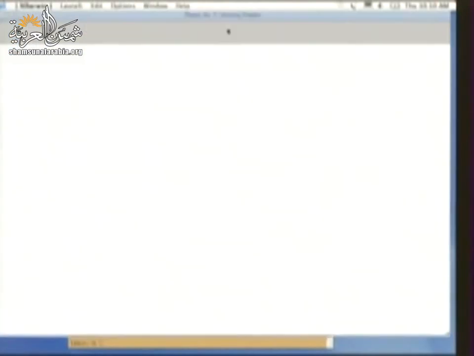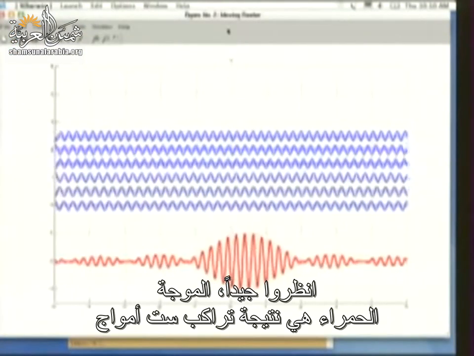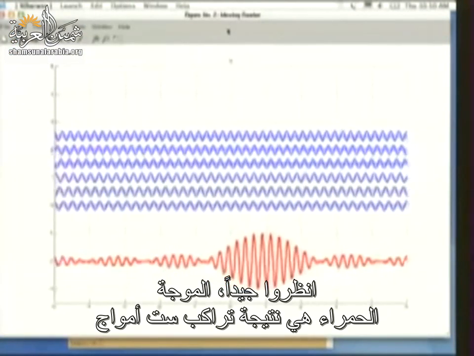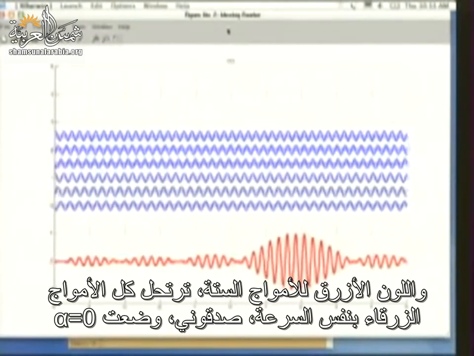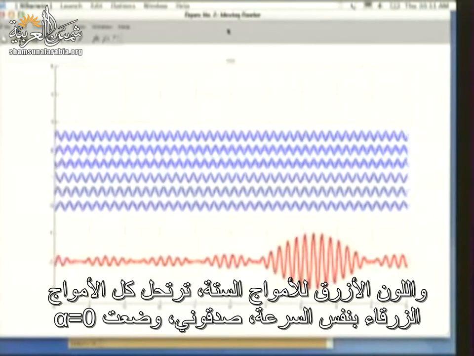So the first thing that I want to run with you is then alpha equals 0. You're going to see the 6 waves. There it comes. Now look very closely. The red one is the superposition of 6 waves. The blue ones are the waves. The blue ones all travel with the same speed. Take my word for it.